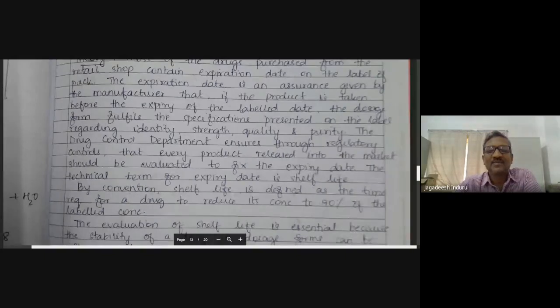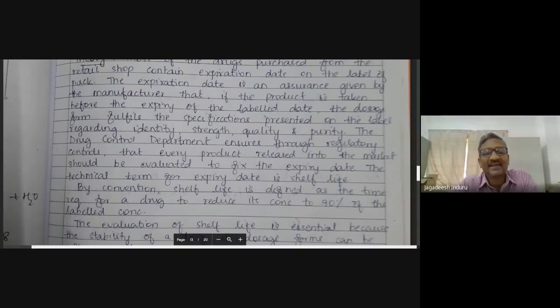The technical term for the expiry date is shelf life, and we have got terms like rate constant, half life, and shelf life. Here we are going to use shelf life to determine the product expiration period. In the previous cases of alkali hydrolysis and acid hydrolysis, I asked you to determine the rate constant and half life. Now I am going to ask you to determine the rate constant and the shelf life.